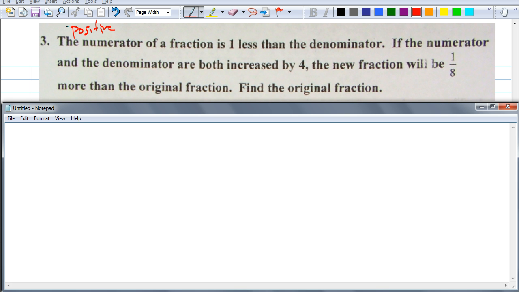If the numerator and the denominator are both increased by 4, the new fraction will be 1/8 more than the original fraction. And of course, they want you to find the original fraction. So, take a look at this. How many unknowns do we have?